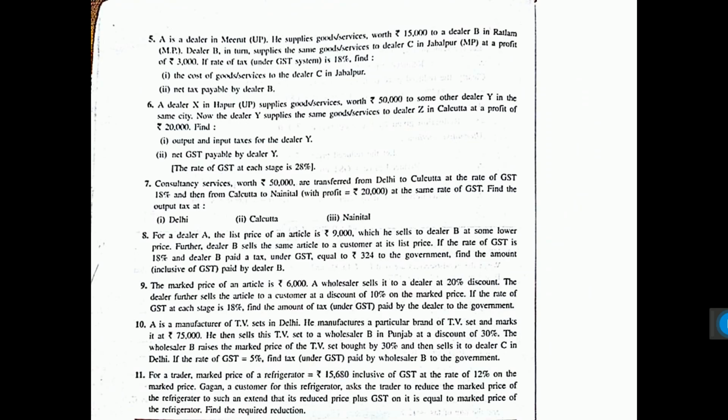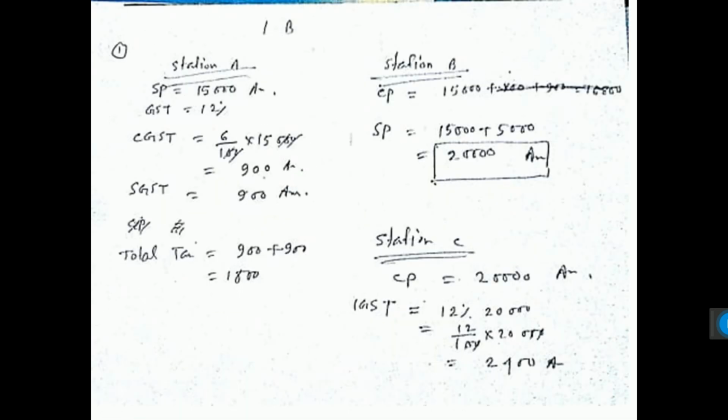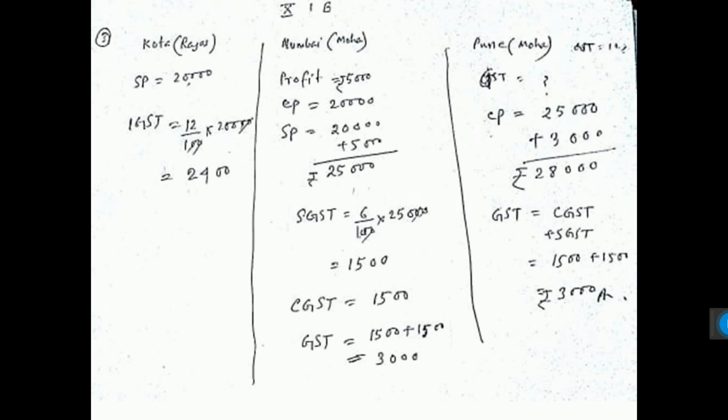Now see sum number 3. Goods and services are sold from Kota, Rajasthan to Mumbai. So this is interstate, 20,000, and from Mumbai to Pune. If the rate of GST is 12% and the profit made at Mumbai is 5,000, find the GST paid at Pune. The dealer at Pune is the end user. It is told end user. It is mentioned in the sum because the end user will pay GST also. See, this is our sum.